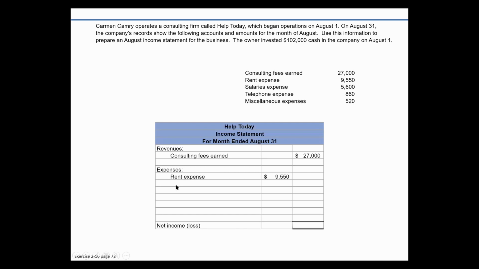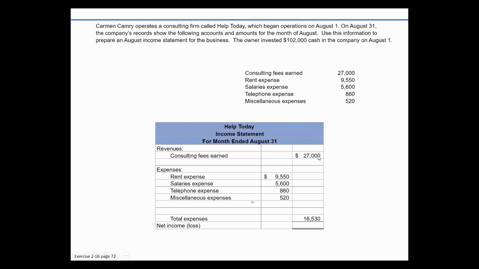So we had rent expense of $9,550. We have salary expense of $5,600. And then we have telephone expense of $860. Miscellaneous expense of $520. So then we have to add up our total expenses, $16,530. So you're going to put revenues over here on this side because that's a total.